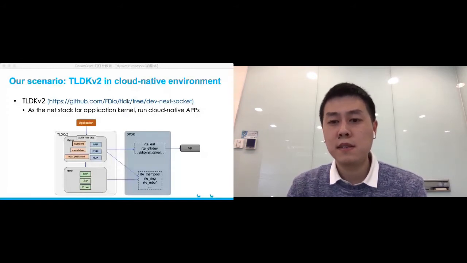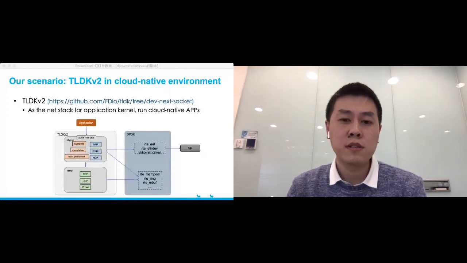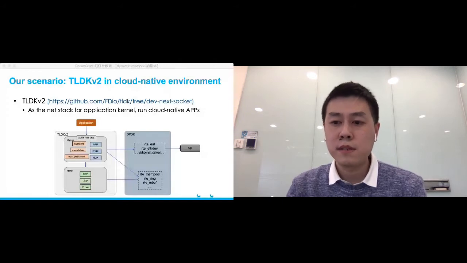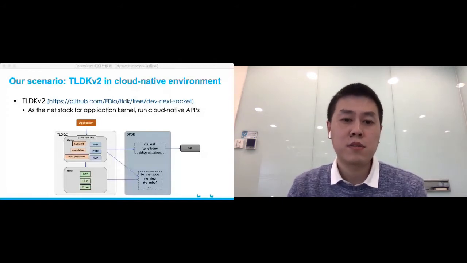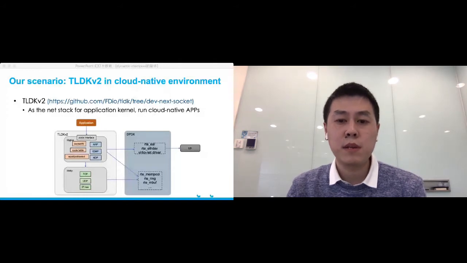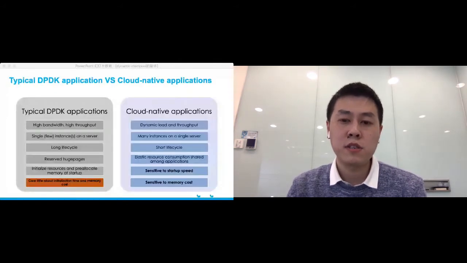And we use it as the network stack of an application kernel, which would run a lot of different applications in cloud-native environments. When we were trying to deploy TLDK v2 in cloud-native applications, we found cloud-native applications are quite different from typical DPDK applications. Cloud-native is a quite complicated concept, and we are not about to analyze it here. Instead, we summarized some different characteristics of cloud-native applications and the typical DPDK applications we saw.